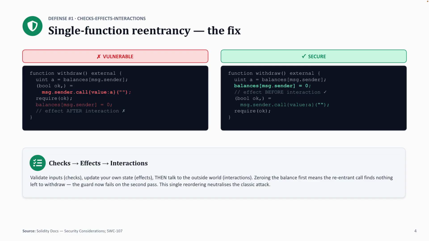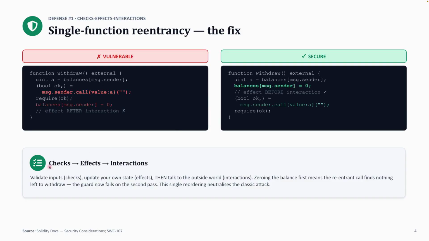Let us look at single function reentrancy. Here we have the withdraw function, which makes an external call first and then updates the state balances. This can be fixed by just moving the state update before the external function call. That is, prior to making the external interaction, first we update the state, then make the external interaction.